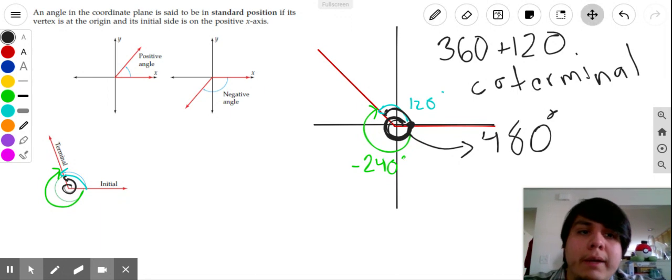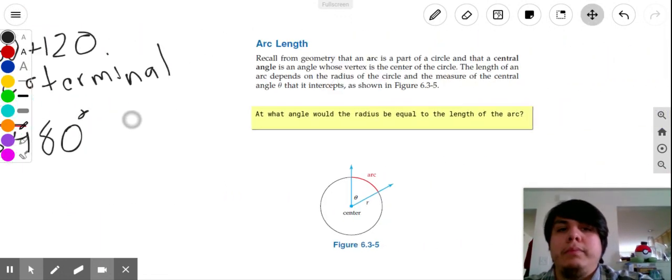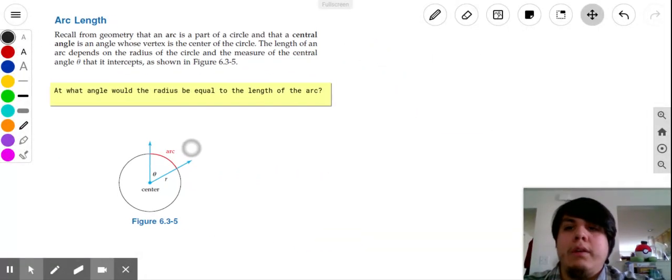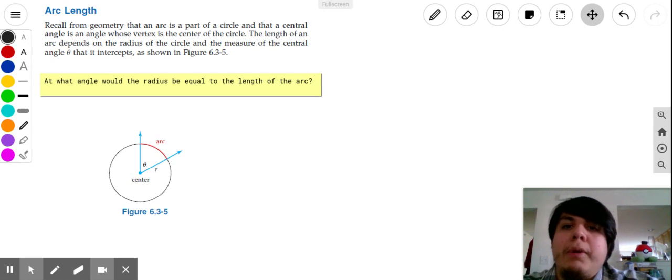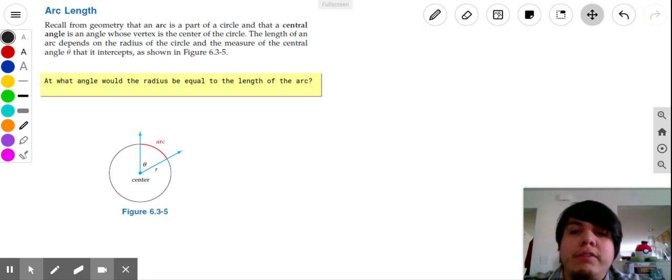So now let's talk about something else. Arc length. Recall from geometry that an arc is a part of a circle and that a central angle is an angle whose vertex is at the center of the circle. The length of the arc depends on the radius of the circle and the measure of the central angle, theta, that it intercepts, as shown below.